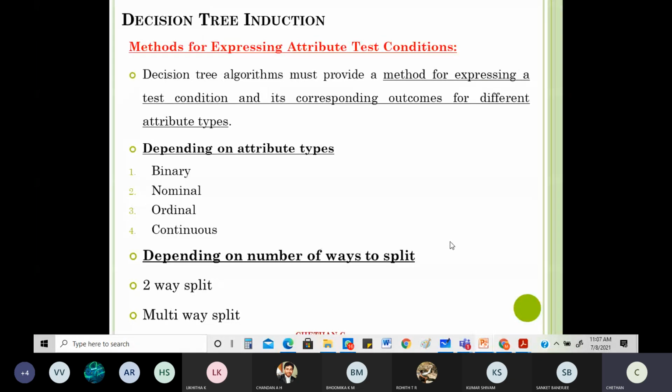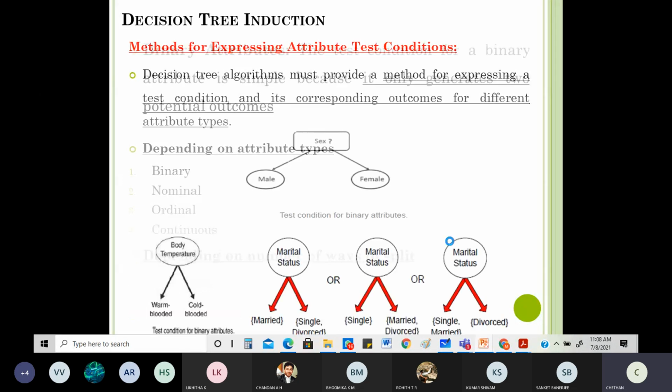Based on the attribute types, how are you going to figure this out? The ones in red color are what you are going to represent in terms of the question: explain the methods for expressing attribute test conditions. You need to write all these things, then you need to explain each and every one of them. That's very important.